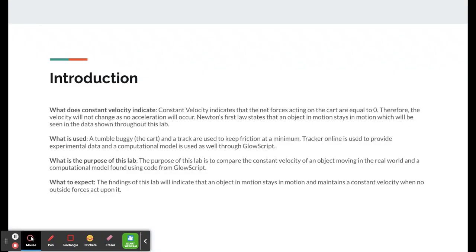Introduction. What does constant velocity indicate? Constant velocity indicates that the net force acting on the car is equal to zero. Therefore, the velocity will not change as no acceleration will occur. Newton's first law states that an object in motion stays in motion, which will be shown throughout this lab.